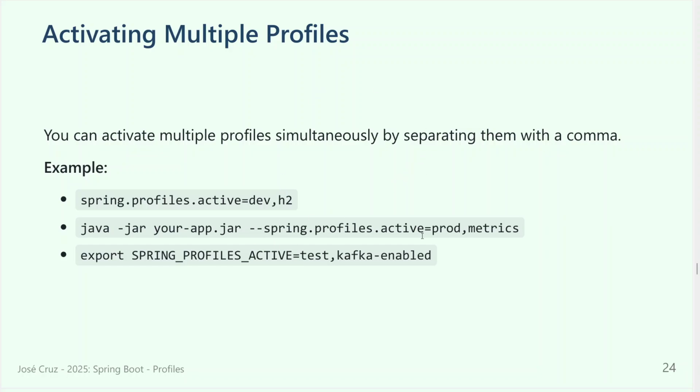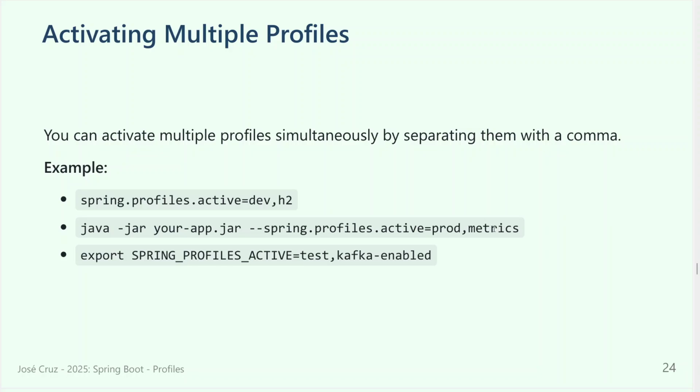So this is another example where you activate prod and metrics. Metrics make sense because you probably want to activate some kind of observability that you don't want to use in dev, but you want in prod, or maybe even in testing or quality environments, but it doesn't make sense in dev. So when you activate in specific environments, you say, okay, in prod, I want to activate metrics.